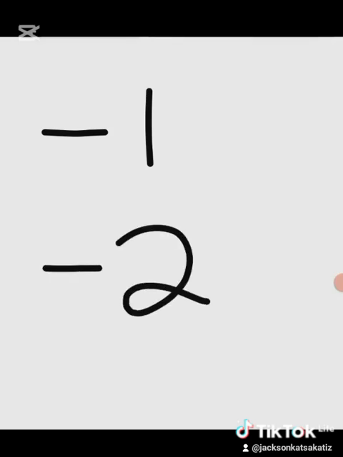However, the negative numbers can be written as follows. For example, if we want to write a negative number, for example negative 1, it is written as negative 1. If you want to write negative 2, it is written as negative 2. That means if you don't write any sign, then that number becomes positive.